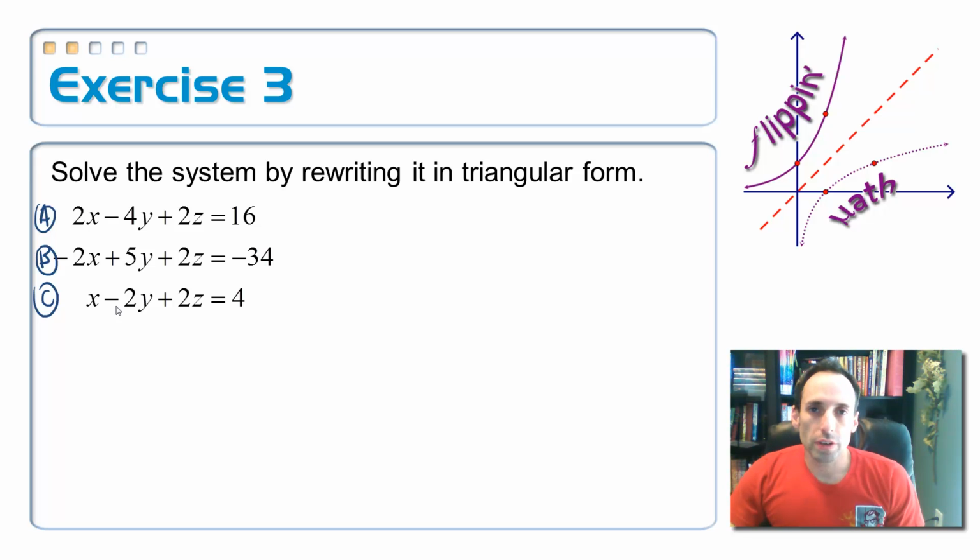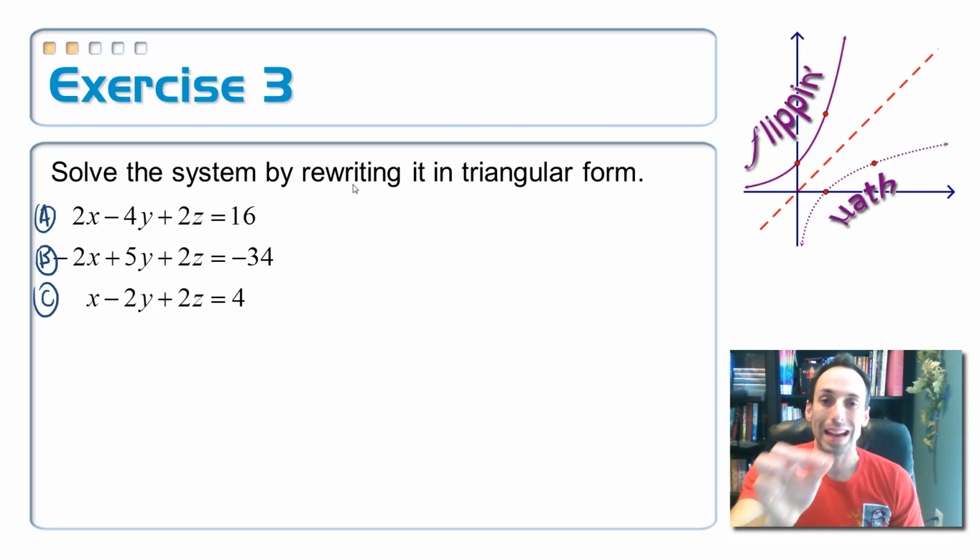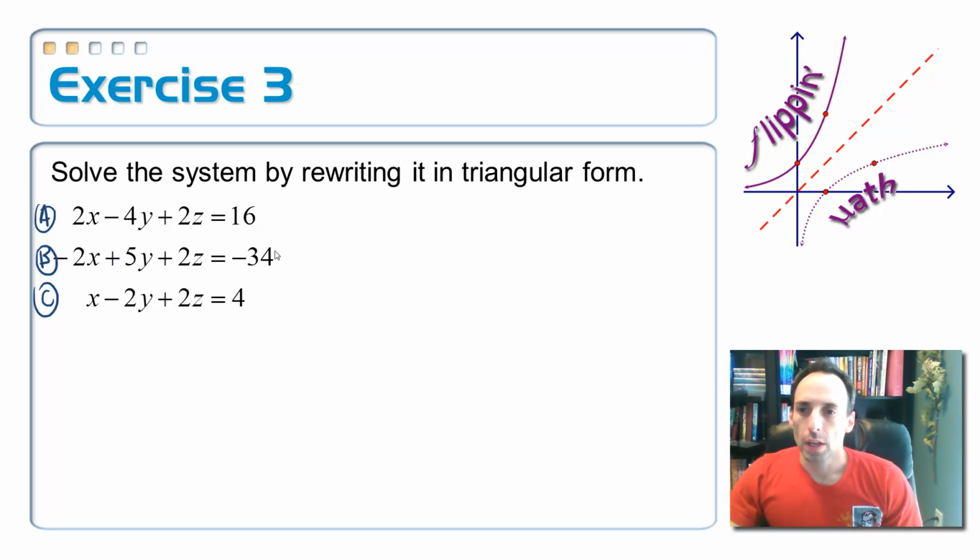I can do a whole bunch of different things to start off with, and I might be led to a different but equivalent system at the end. But since the x's in A and B are exact opposites, let's just go ahead and add A and B to replace equation B. So that's what we're going to do. A plus B to replace equation B.